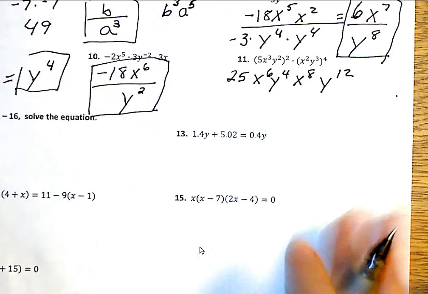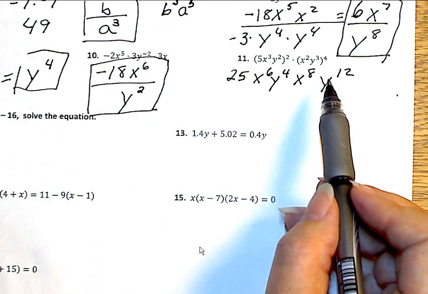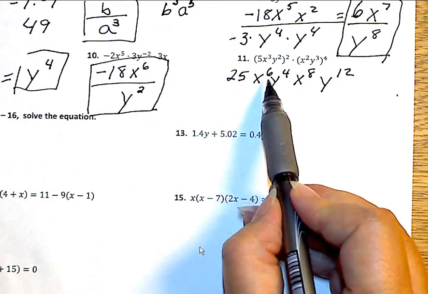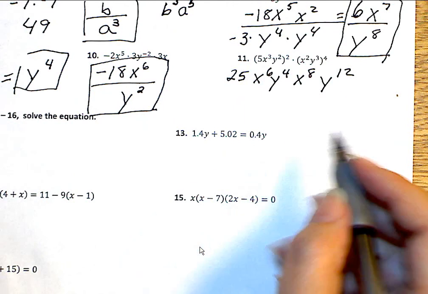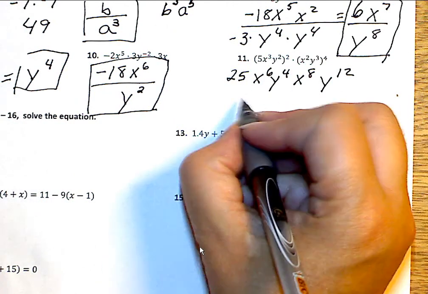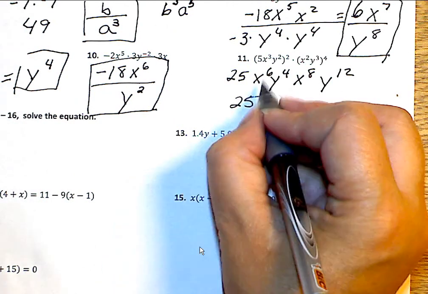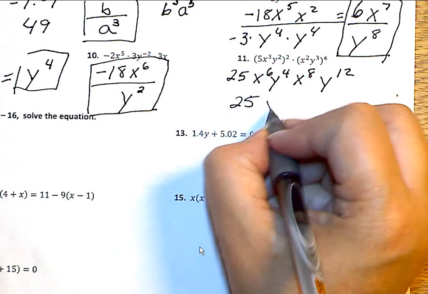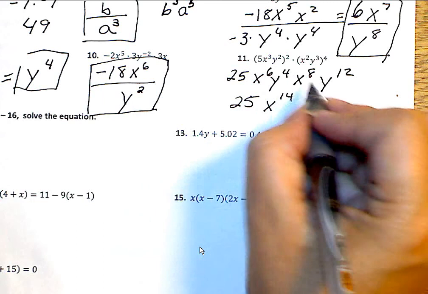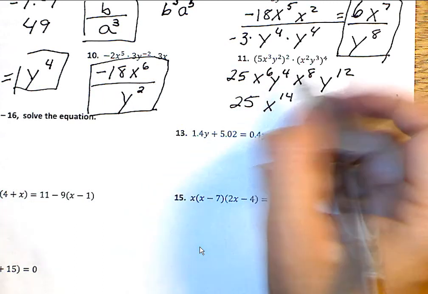Since it's all multiplying straight across, what you want to do is you are going to do what to the exponents of like terms? Add them. So I'm going to add those like terms. So I have 25. I have 6 x's and 8 here, so I have 14. And my y's, I have 12 and 4, giving me 16.